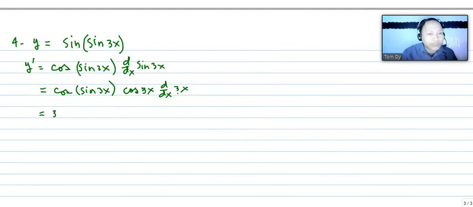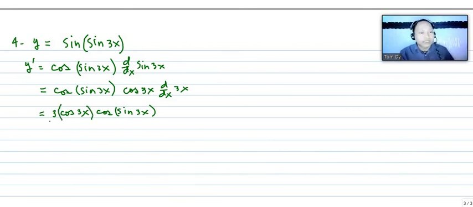Derivative of 3x equals 3, and then we will write here cosine 3x, and then we will write this one, that is cosine of sine 3x. Okay, so I will write here the parenthesis. So we have here a combination of 3 cosine 3x and cosine of sine 3x. Take note, your angle for cosine here is sine 3x.